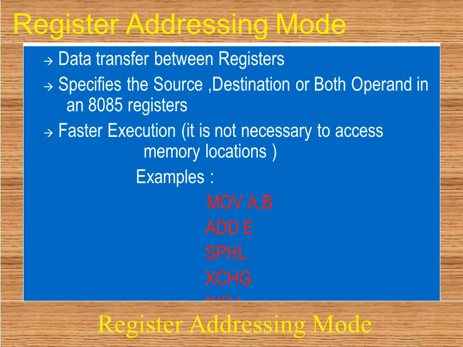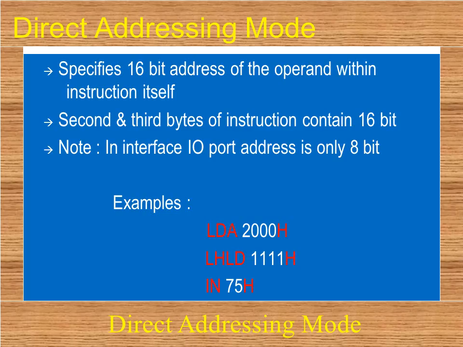Register addressing mode. In this mode, the data transfer is done between two registers. That means the source and destination operands are both registers only. MOV A, B: A is a register and B is a register. ADD E: the content of E is automatically added with the content of A. So these are the register addressing mode.